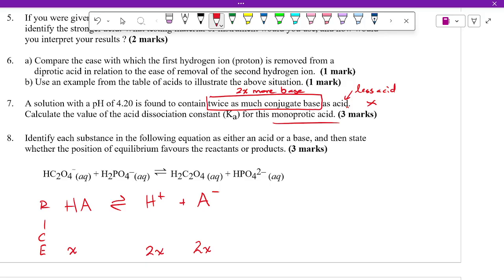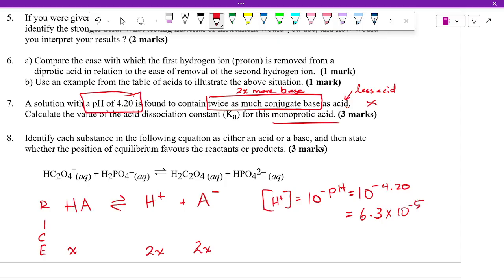Would you know the H though? And we know the H. Yes? So concentration of H is equal to 10 to the negative pH, which is 10 to the negative 4.20, inverse log, anti-log, 6.3 times 10 to the negative 5. And that is equal to 2x. And we're asked for the Ka value.